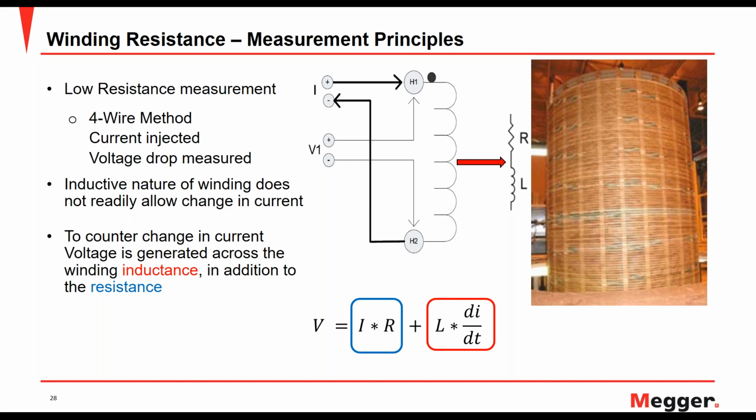So what the winding does is, to counter that change, a voltage is generated across the inductance. So now across the winding, you have a resistive voltage drop as well as an inductive voltage drop. And this inductive voltage drop is represented as L, the inductance of the winding, times di over dt. And this di over dt is the rate of change of current. So let's go into more details on that.